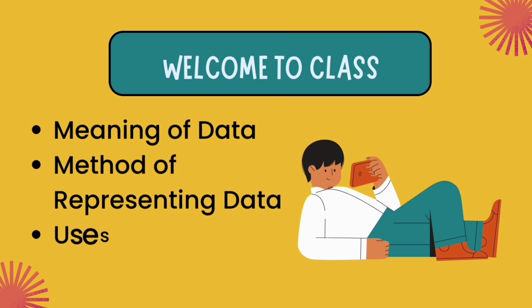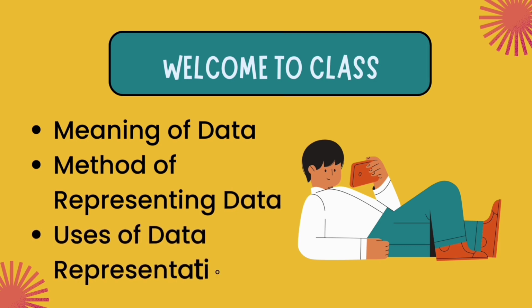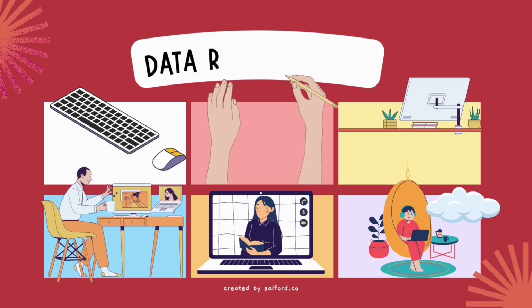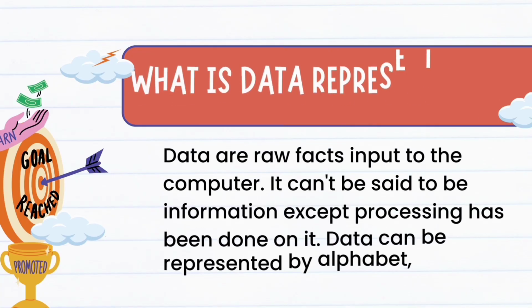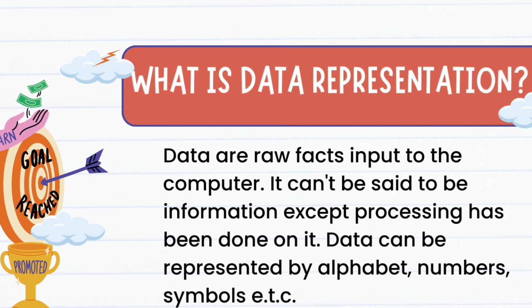Today we'll be looking at the meaning of data, methods of representing data, and uses of data representation. First, let's see the meaning of data representation. Data are raw fact inputs to the computer. It can't be said to be information except processing has been done on it. Data can be represented by alphabets, numbers, and symbols.